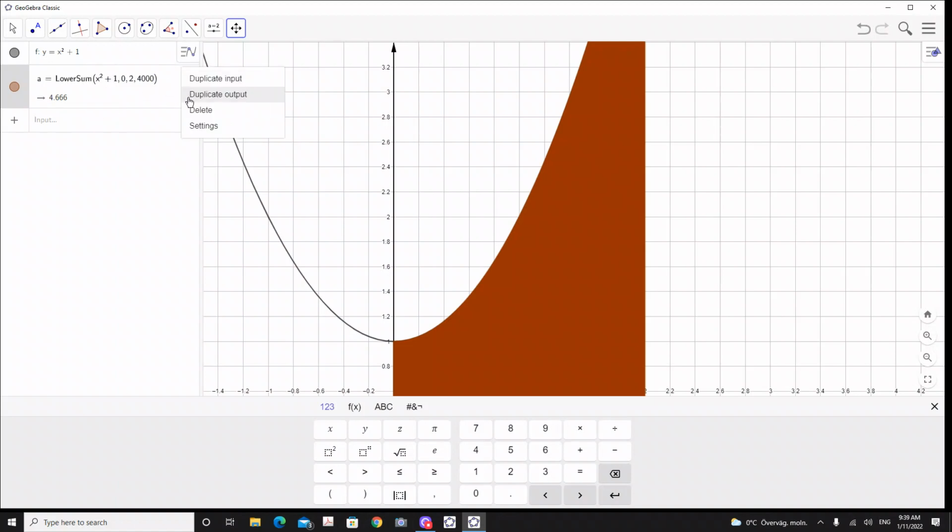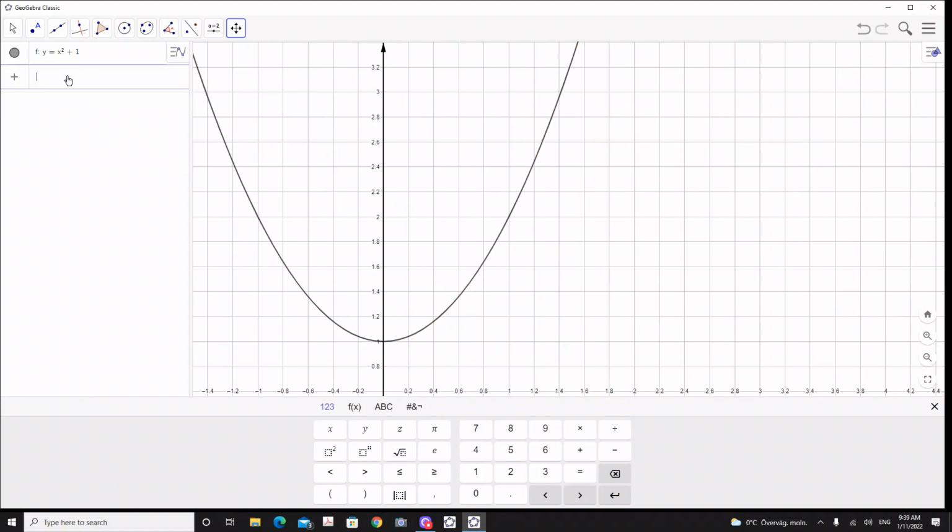So let me get rid of this. Okay, so here I would say upper sum. Yes, you see something similar for that. And then I have x to the power of 2 plus 1. And then the starting value was 0 again. The final value was 2.